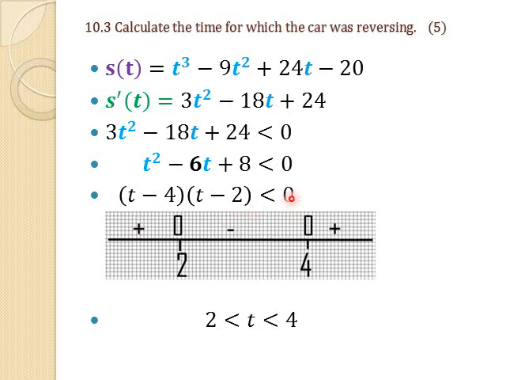But less than 0 is where it's negative, so it's in between the two values there. So therefore t is less than 4 and greater than 2. The two inequality signs must always point to the left, to the left, to the left, like Beyonce says. So I point to the left, so my answer is the car is reversing when the time is between 2 and 4 minutes.